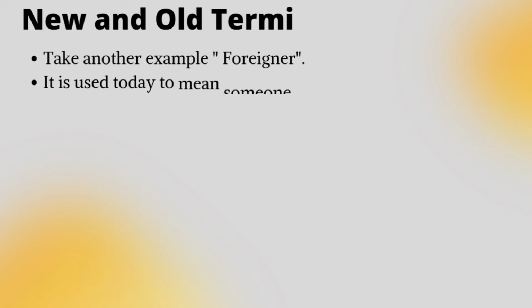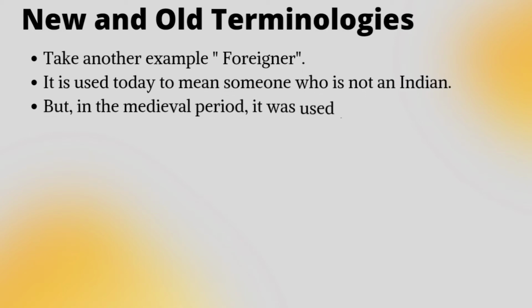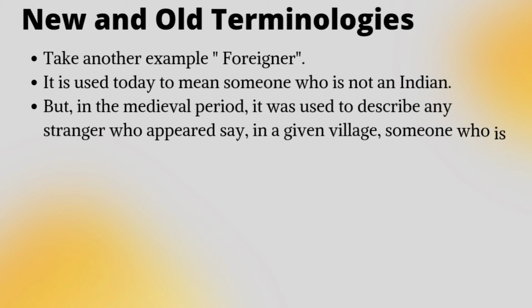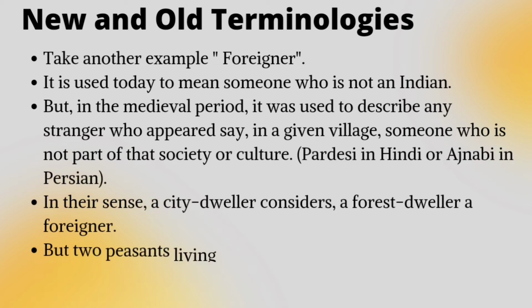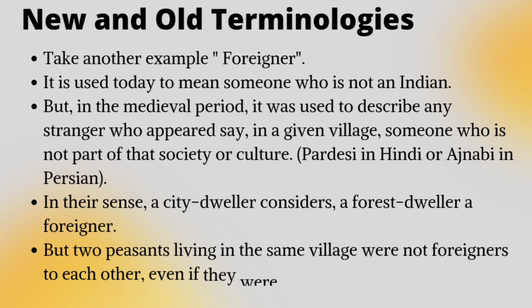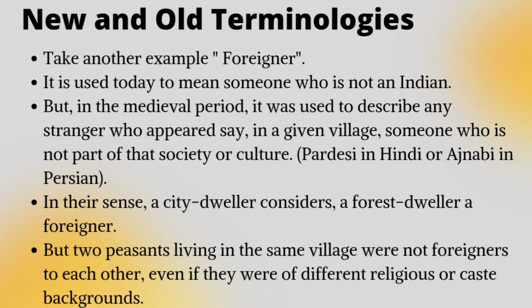Now let's take another example, that is foreigner. It is used today to mean someone who is not an Indian. But in the medieval period it was used to describe any stranger who appeared, say, in a given village, someone who is not part of that society or culture. For example, they were saying Paradishi in Hindi and Ajnabi in Persian.